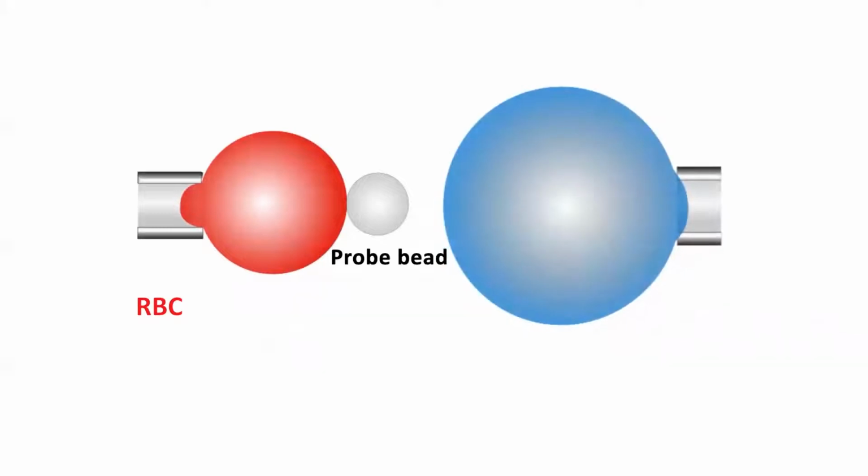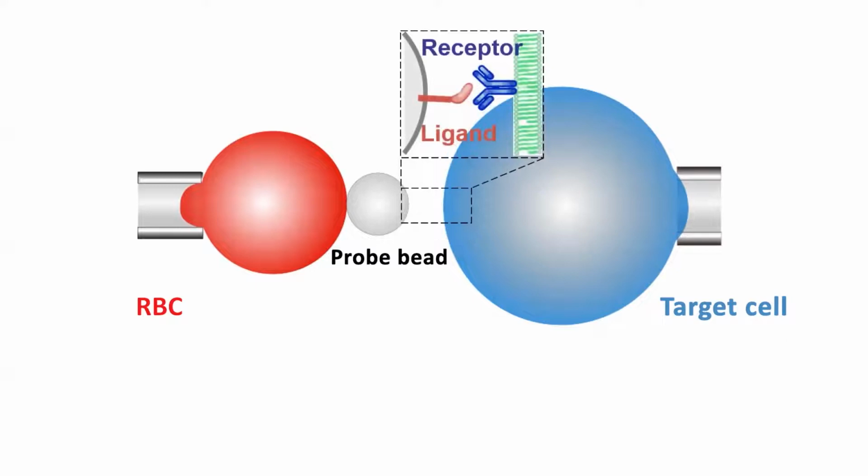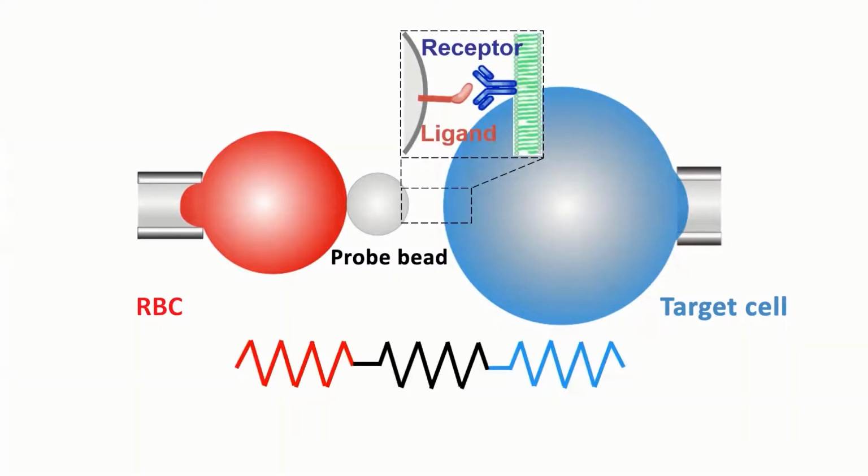During the BFP experiment cycle, the probe micropipette with the red blood cell and probe bead, the target cell, and the ligand receptor molecular bonding between the probe and the target can be considered as a serially connected spring system. Based on Hooke's law, the reciprocal of the total spring constant of a serially connected spring system is equal to the sum of the inverse spring constant of each single component, as the equation shows.